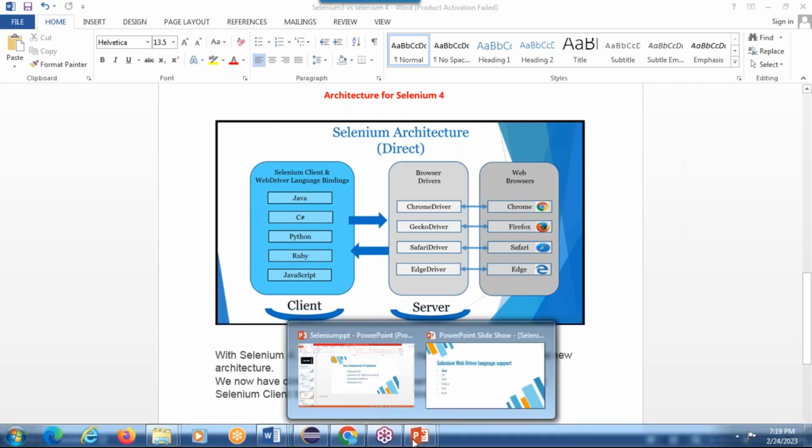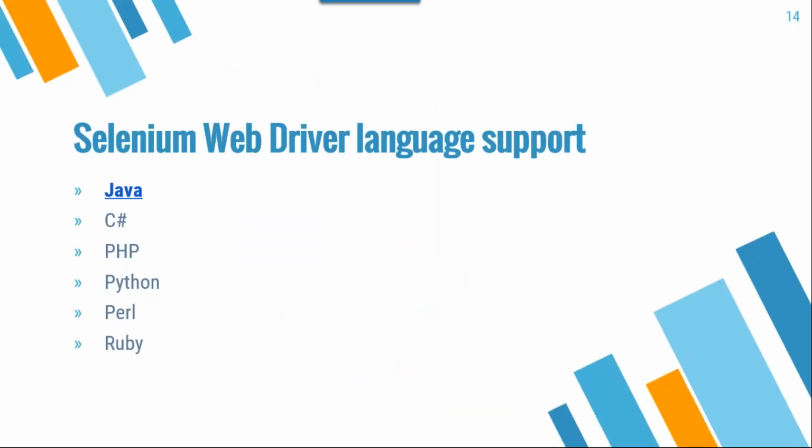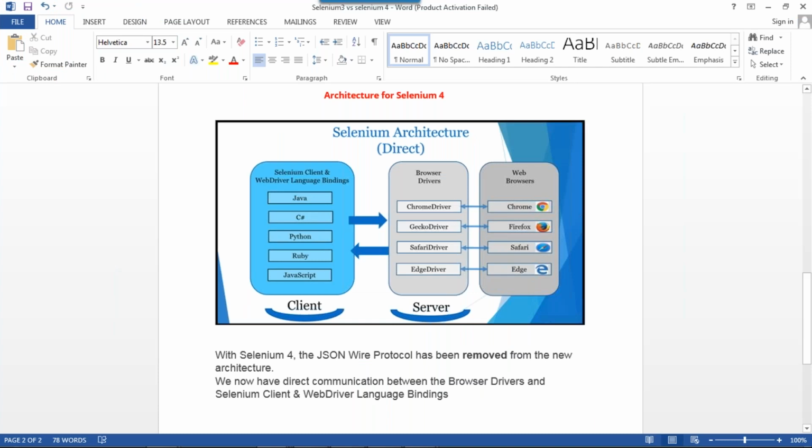Is it clear? So, sir, it means whatever command we give using HTTP, it is not required in Selenium 4? No, no. In Selenium 4, they communicate directly in between. See, now HTTP is required, because we need to communicate, right? Now we are not using any protocol here.